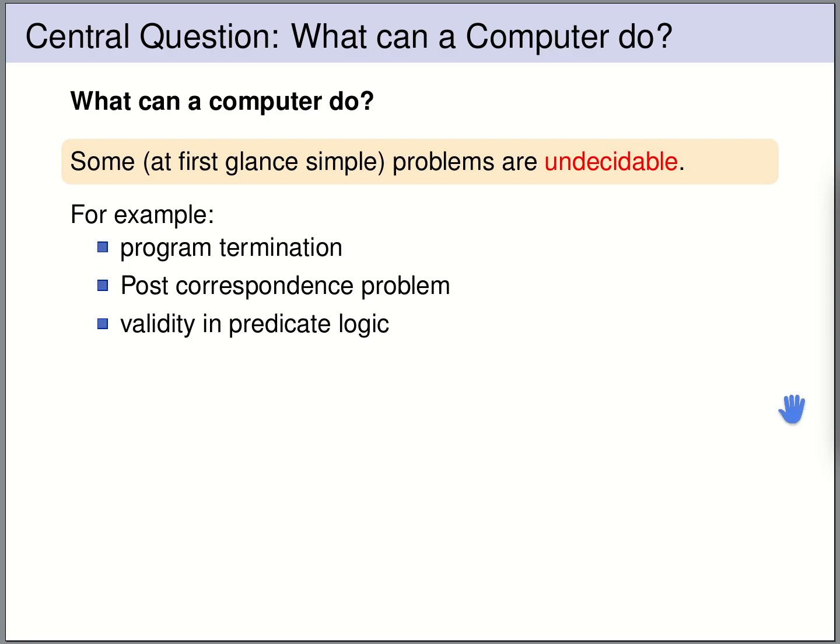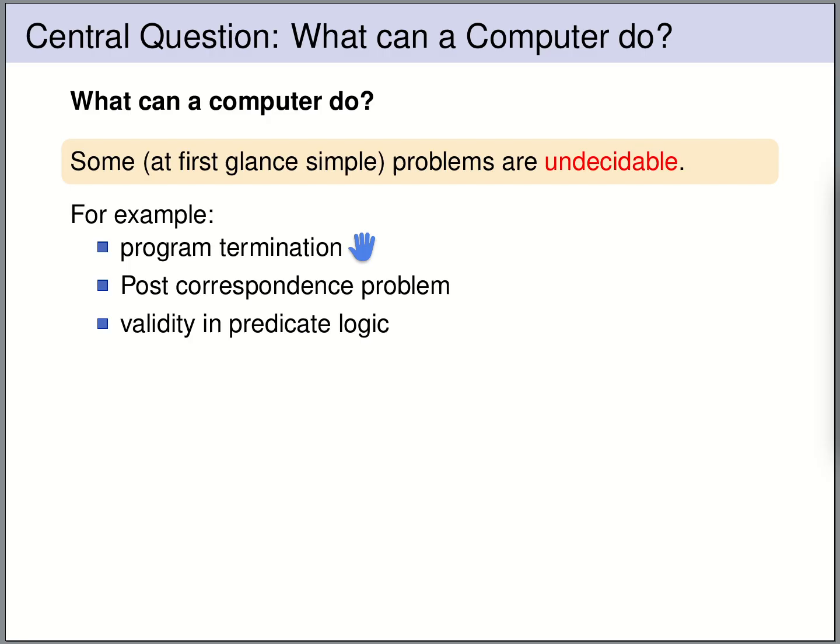So for instance, this concerns the validity problem in predicate logic. Given a formula in predicate logic, we would like to know whether this formula is valid. We would like to know whether it's always true or whether there's a countermodel. So it would be nice to have a program that answers this question. This would solve many practical problems. Unfortunately, there's a mathematical proof that this is impossible. This problem is undecidable. You cannot write a program that solves this problem.